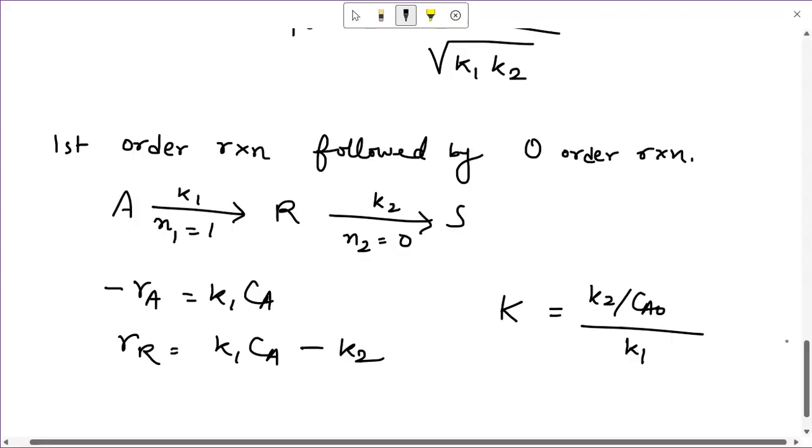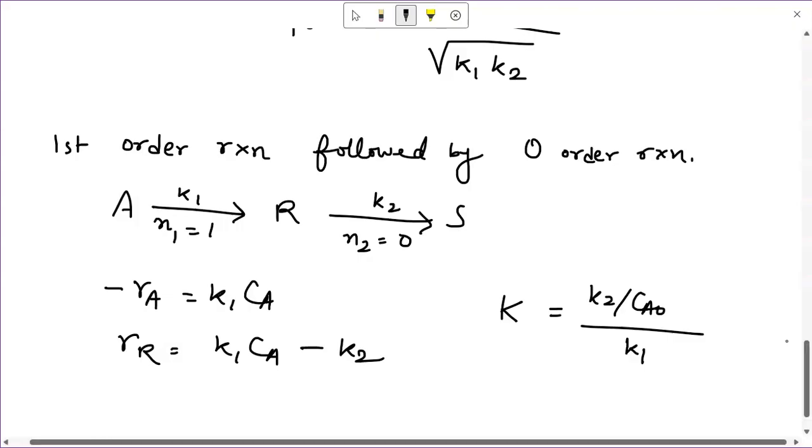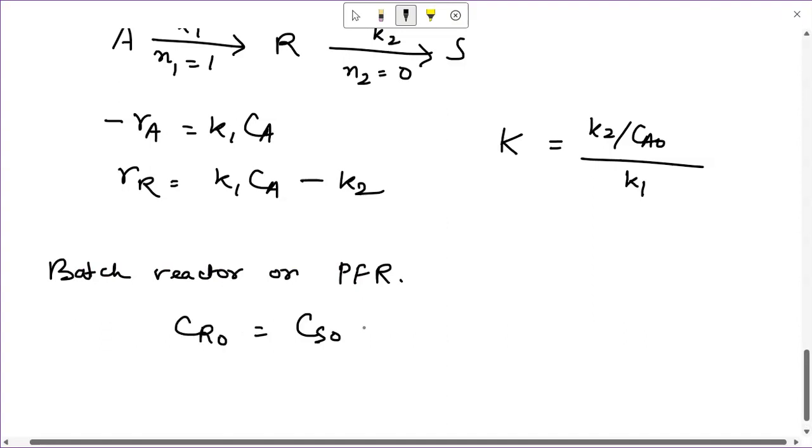Now if you write the expressions for these kinds of reactions, then considering a batch reactor or plug flow reactor, Cr0 equals Cs0 equals 0, that is at initial. That is pretty much clear. You only have the reactant A over there.